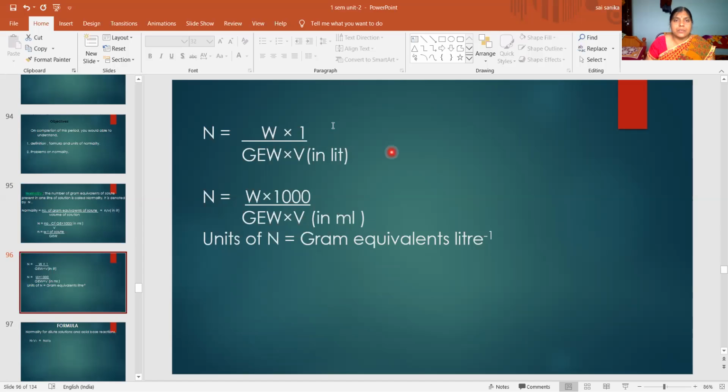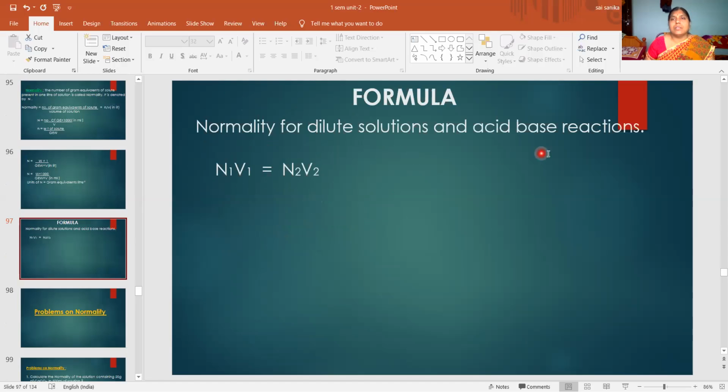When weight and volume are given, these formulas are used. When volume is in liters, we use this formula to find the normality. When volume is given in ml, we use that formula. Then normality for dilute solutions and acid-base reactions is the same as for molarity, but here we use a different formula for finding dilute solutions and acid-base reactions.